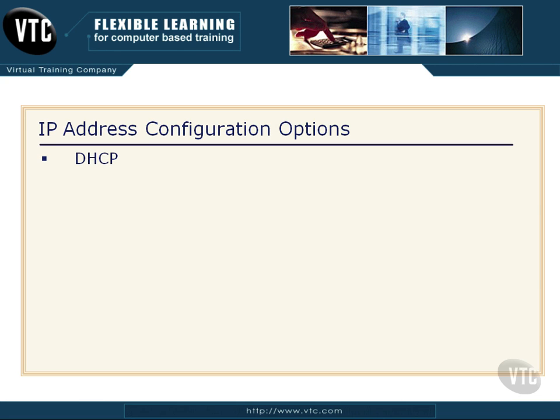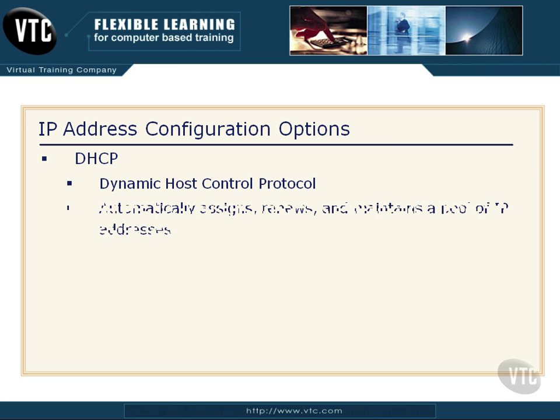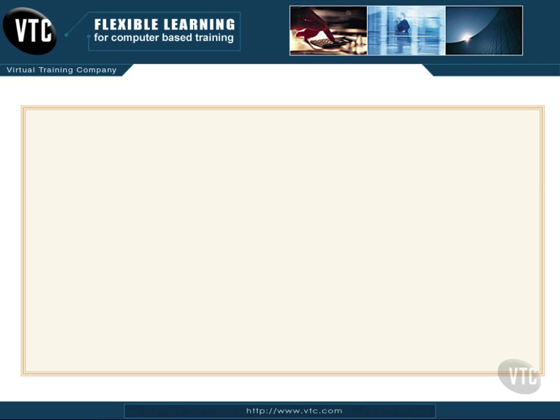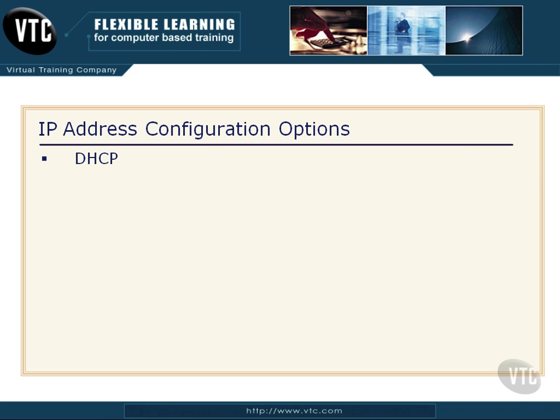And that kind of brings us to the granddaddy here, and that is DHCP. Dynamic Host Configuration Protocol is what that means. And DHCP will automatically assign, renew, and maintain a pool of IP addresses. It's really neat what DHCP will do for you. It also gives you what are called reserved addresses that you can set up, and these reserved addresses will allow you to give a particular IP address to the same machine over and over based on MAC address. And it's very, very similar to a static address, although a lot of administrators still choose static, manually configured IPs for their servers.